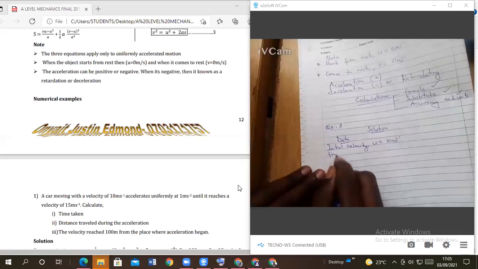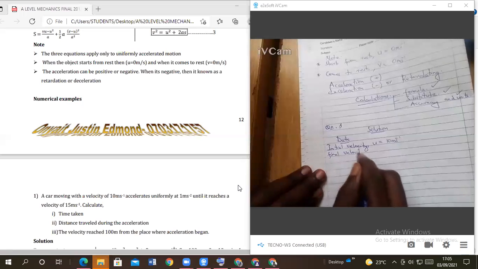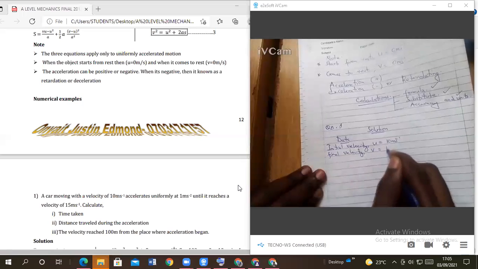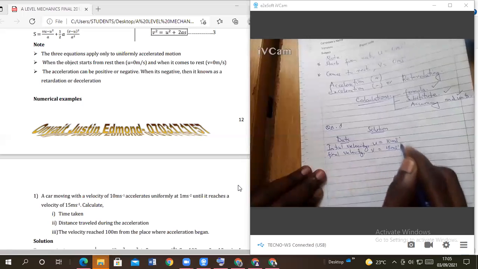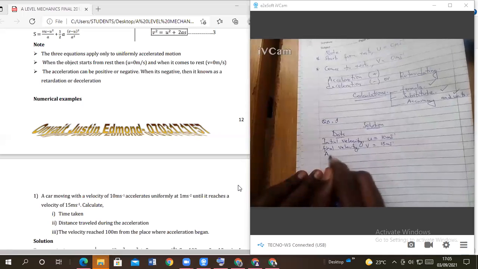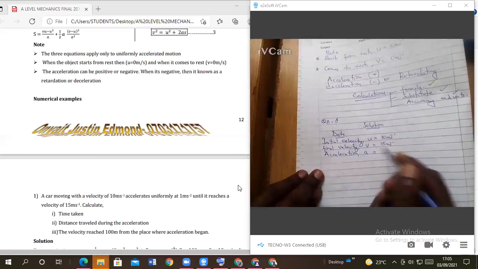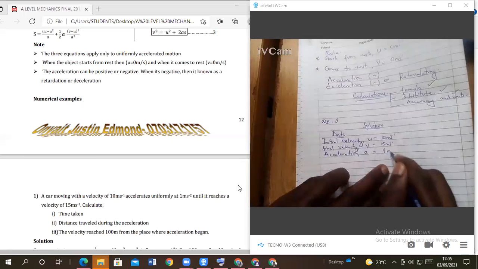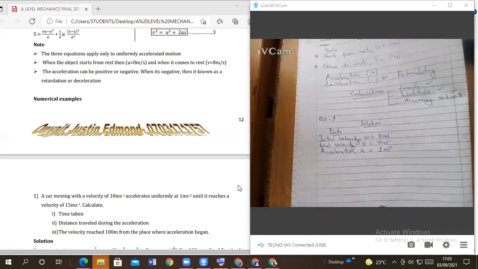Then the final velocity? The final velocity is 15 meters per second. Was acceleration given? Yes, acceleration was given. a was given to be 1 meter per second squared. We have collected the data, not so?